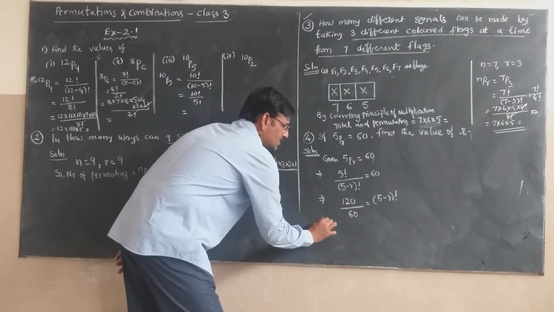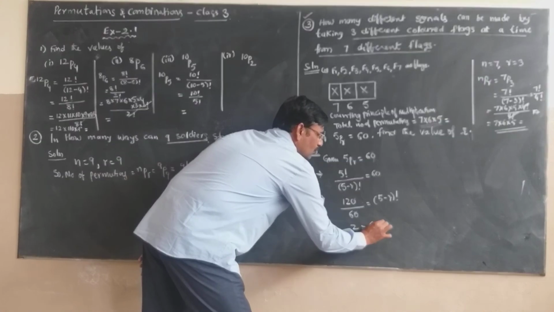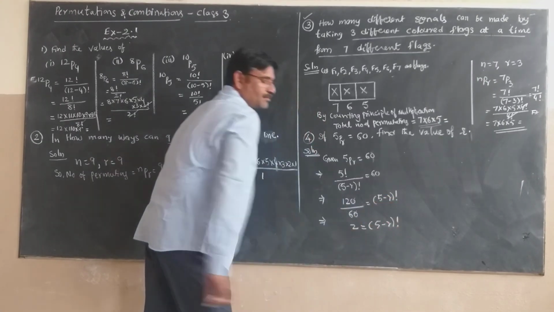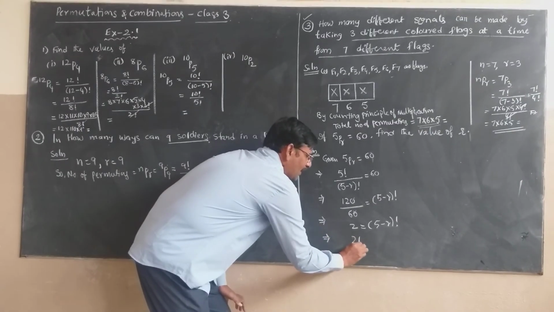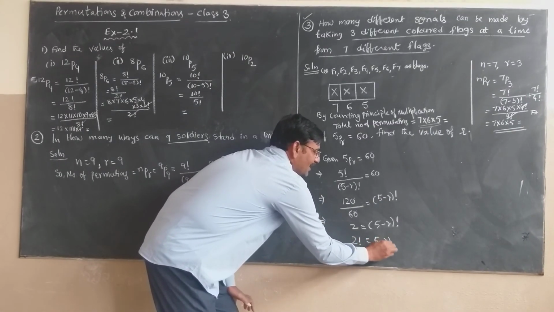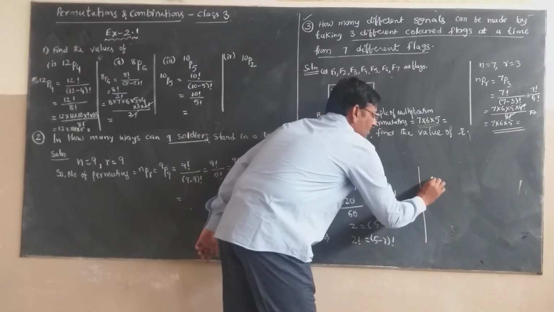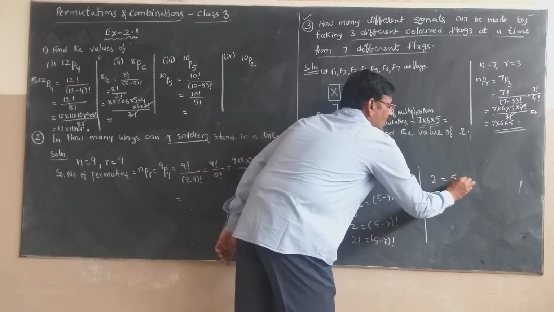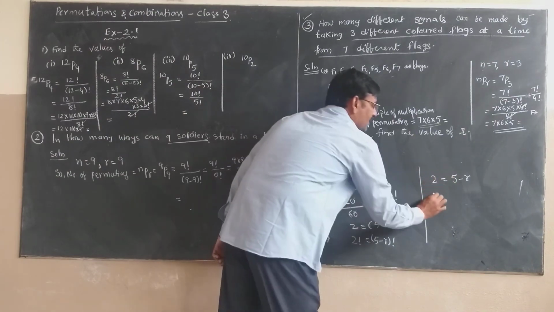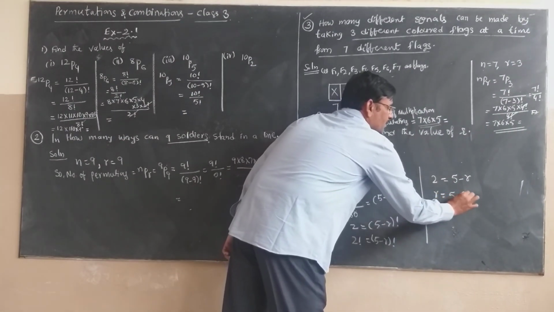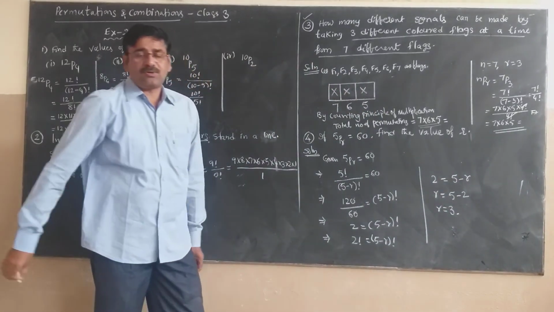That implies 2 is equal to 5 minus r factorial. Thus 2 can be written as 2 factorial. 2 factorial is equal to 5 minus r factorial. So that implies 2 is equal to 5 minus r. And I am bringing this over: r is equal to 5 minus 2. r is equal to 3.